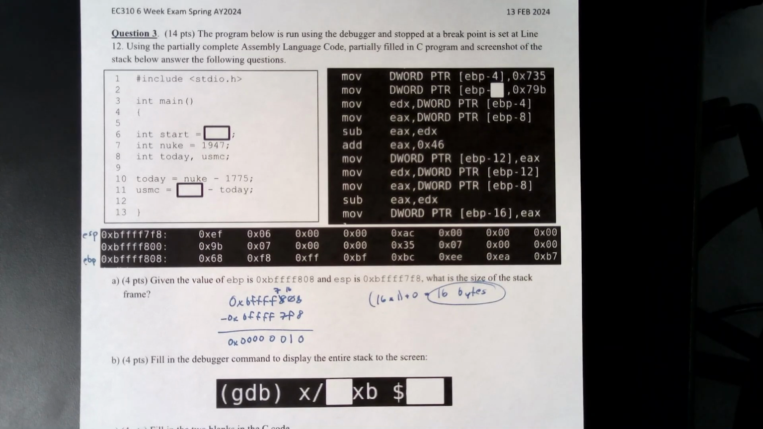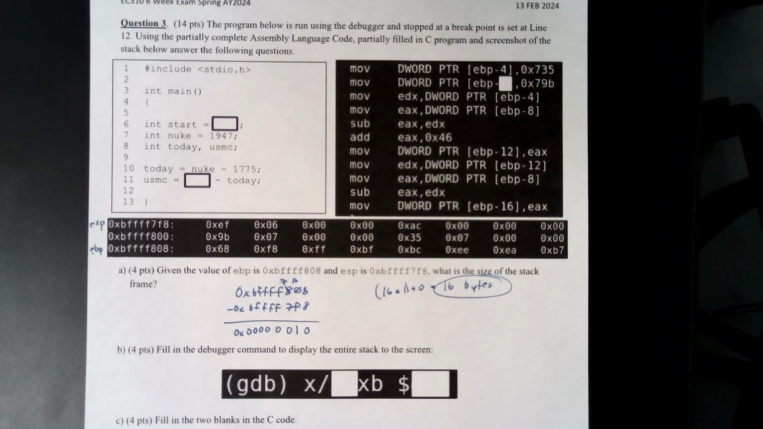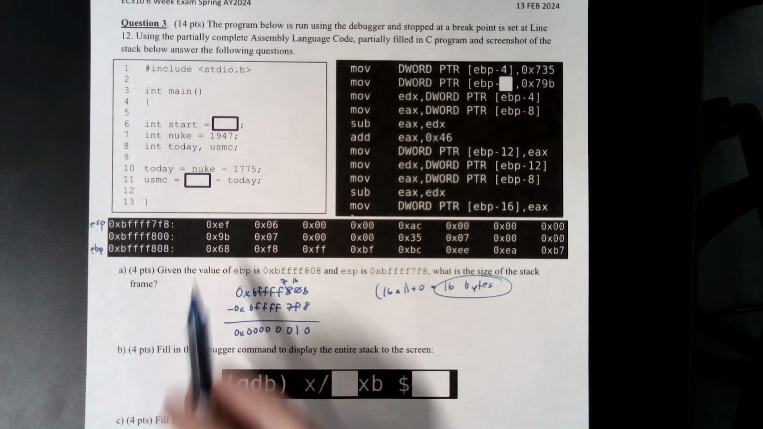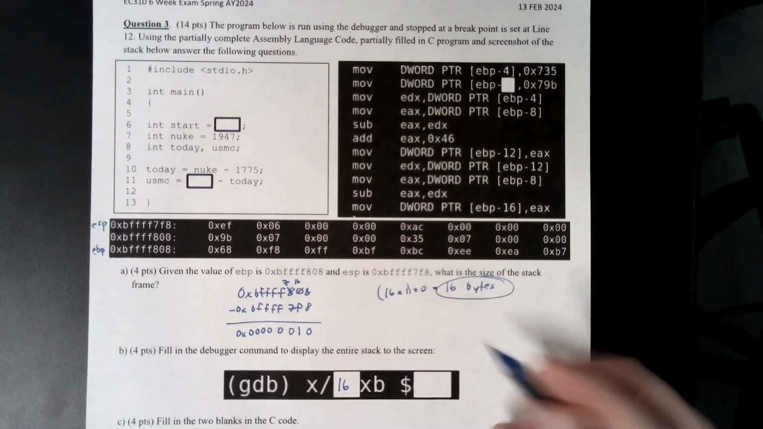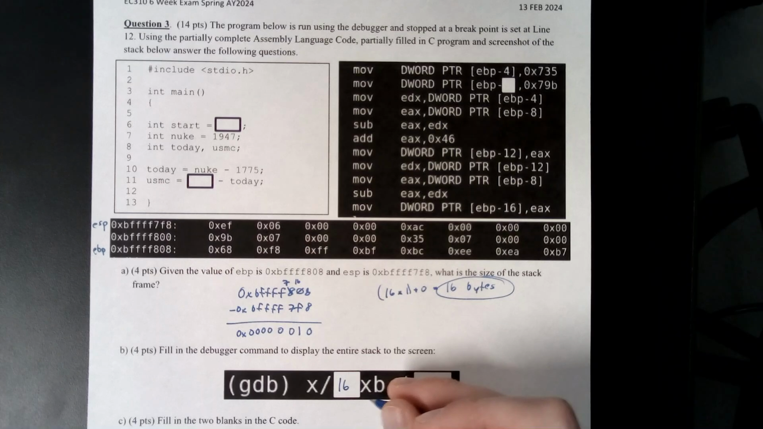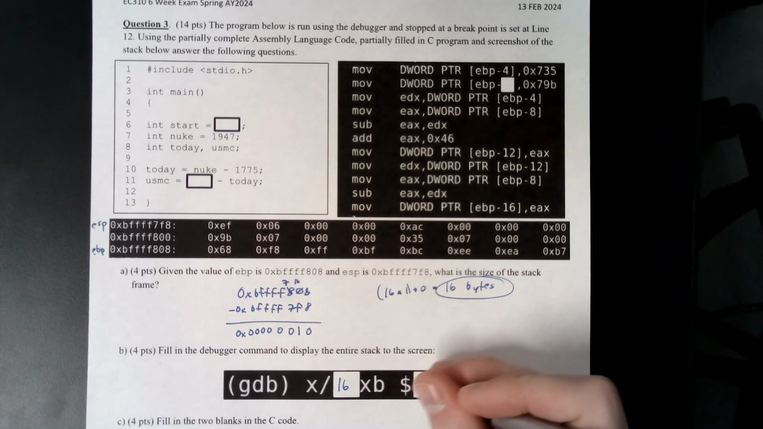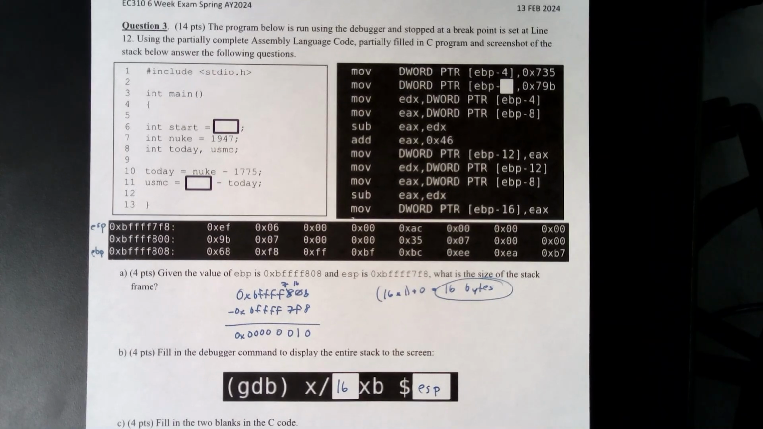Okay. Fill in the debugger command to display the entire stack to the screen. So basically what produced this output, or I guess a little beyond that output actually, we want to print 16 bytes in hex, or hex bytes, and we're going to print that from the start of the stack frame, which is $ESP. So nothing too special there, just filling in that command, making sure that you know what that GDB x/ command looks like. So that's another good thing for your cheat sheet.